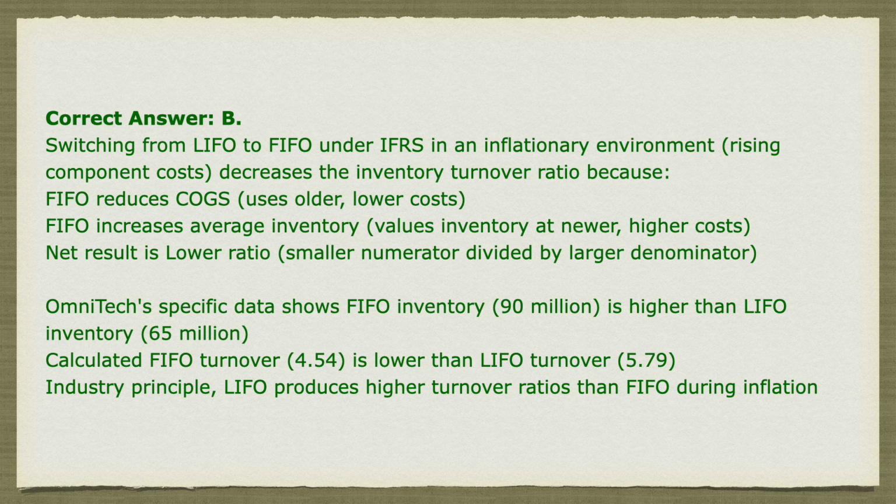Omnitech's specific data shows FIFO inventory, 90 million, is higher than LIFO inventory, 65 million. Calculated FIFO turnover, 4.54, is lower than LIFO turnover, 5.79. Industry principle: LIFO produces higher turnover ratios than FIFO during inflation.